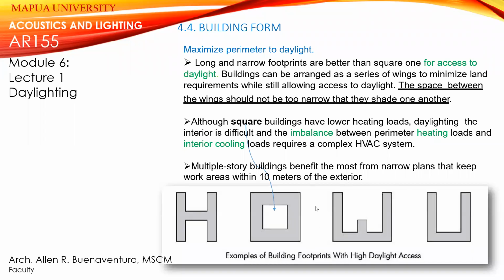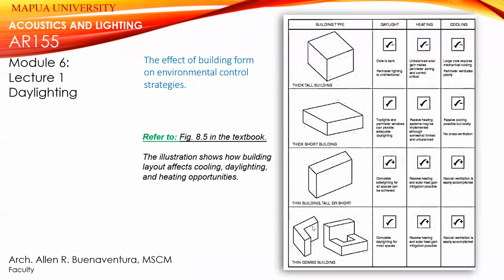Okay, so this is the effect of building form on environmental control strategies. As you can see, in the thick, tall building, the core is dark, and there is unbalanced solar gain, so perimeter zoning and gain control are critical. A large core requires mechanical cooling, and the perimeter ventilates poorly. So the tall, thick building is the most disadvantageous. For the thick, short building, top lights and perimeter windows can provide adequate daylighting.